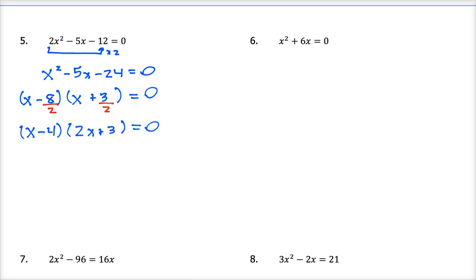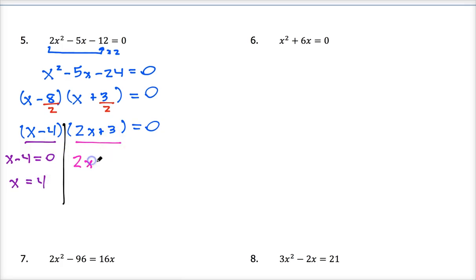Okay, so now that I've factored this, I need to solve for x. So I'm going to set each of my quantities here equal to 0. So if x minus 4 is equal to 0, then x is positive 4. If 2x plus 3 is equal to 0, well, then we'll subtract 3 from both sides. 2x is negative 3. Divide by 2, x is negative 3 halves. So our two solutions for this equation are positive 4 and negative 3 halves.